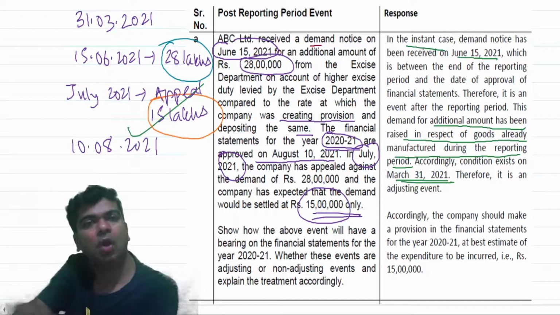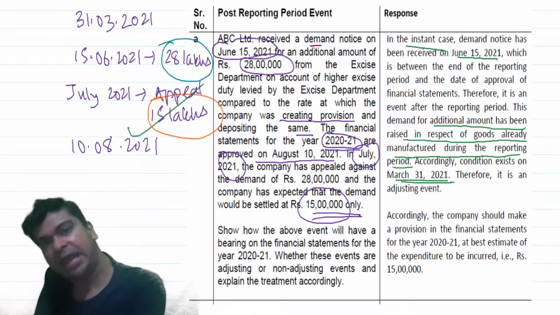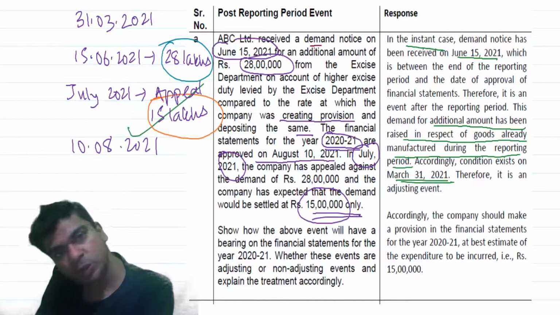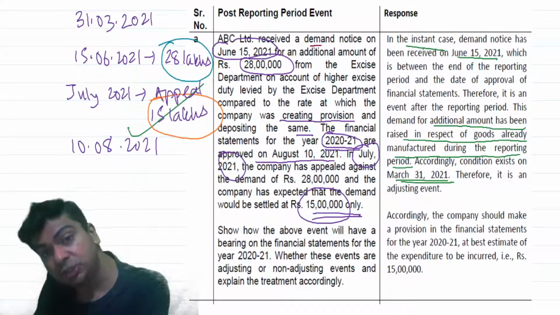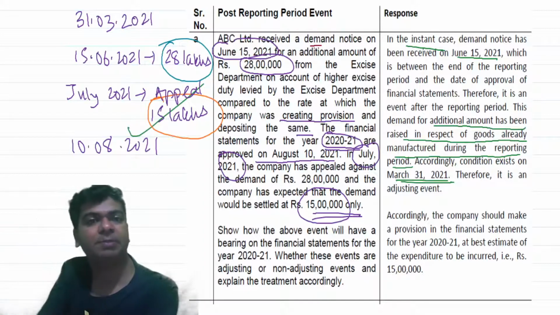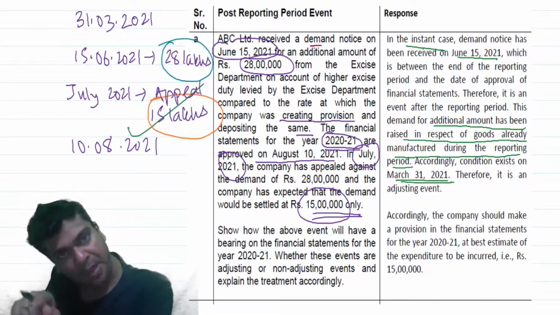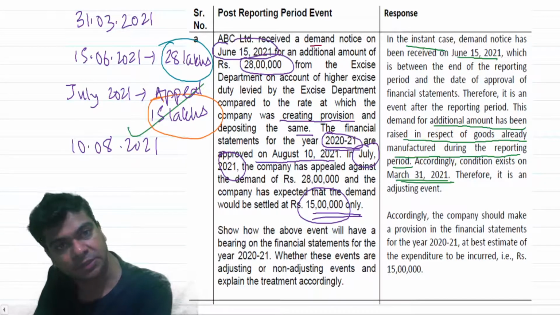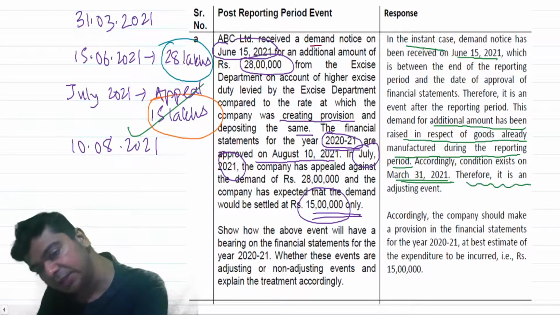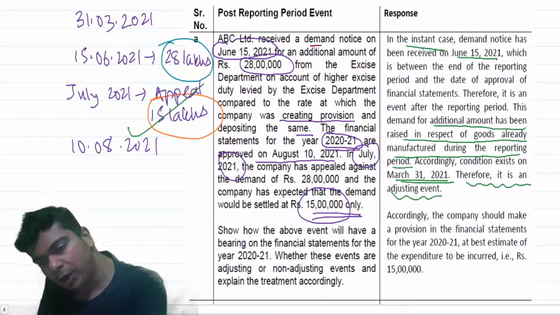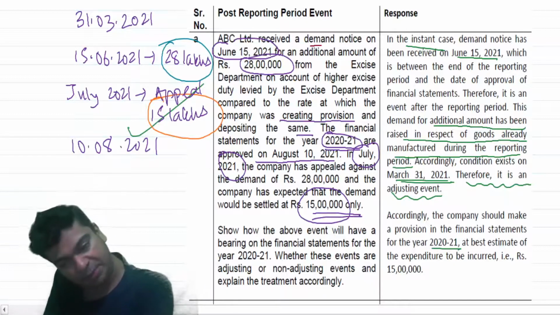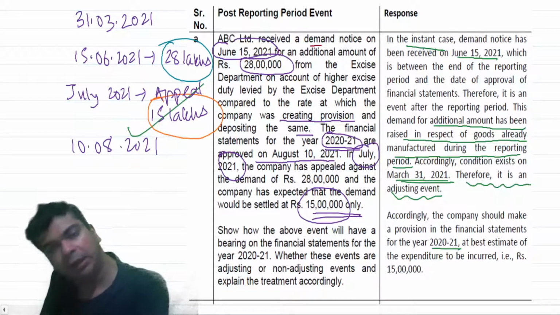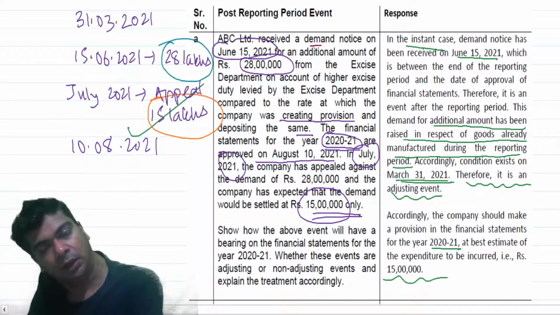You seem to have done a wrong classification. If you are yourself agreeing that I'll have to pay 15 lakhs, that means you are admitting that you have done a wrong classification. And if you have done a wrong classification, then the demand notice of the excise department is giving you better information about facts and circumstances that were prevailing on the reporting date. Therefore, it is an adjusting event. Accordingly, the company should make a provision in the financial statements for the year 2020-21 at the best estimate of expenditure to be incurred, which is turning out to be 15 lakhs.